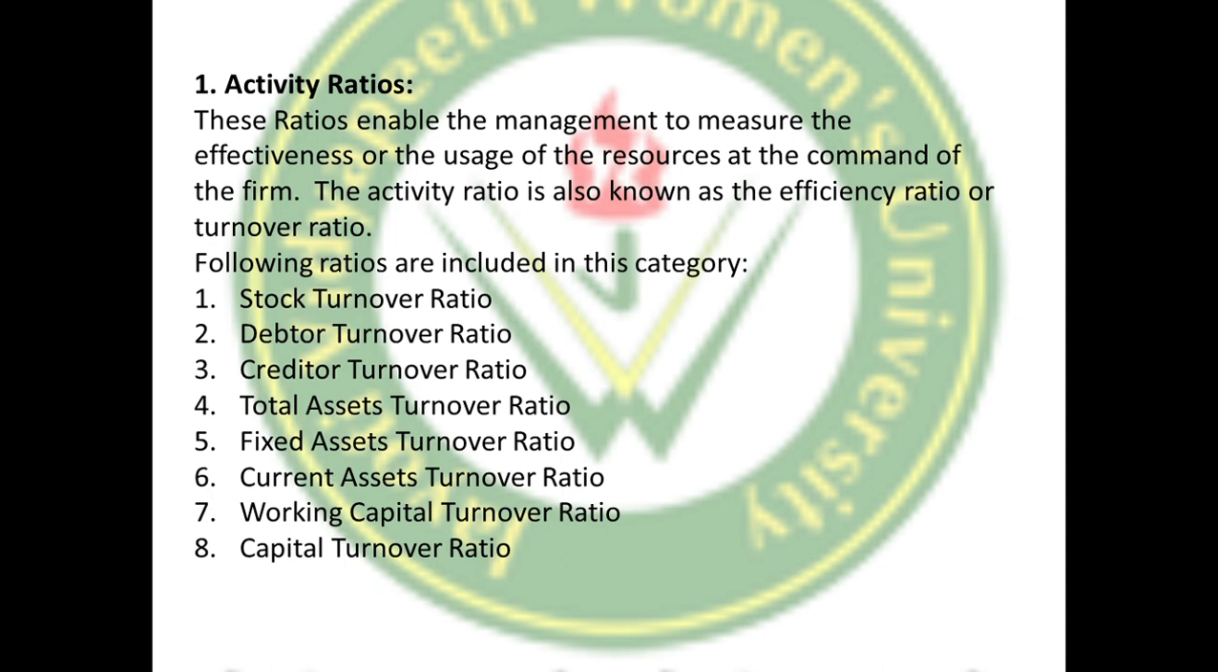First is stock turnover ratio, second is debtor turnover ratio, third is creditor turnover ratio, fourth is total asset turnover ratio, fifth is fixed assets turnover ratio, sixth is current assets turnover ratio, seventh is working capital turnover ratio, and eighth is capital turnover ratio. Out of these 8 ratios, first two, stock turnover ratio and debtor turnover ratio, we have already covered in the previous video. Now in this video we are going to discuss the remaining ratios.